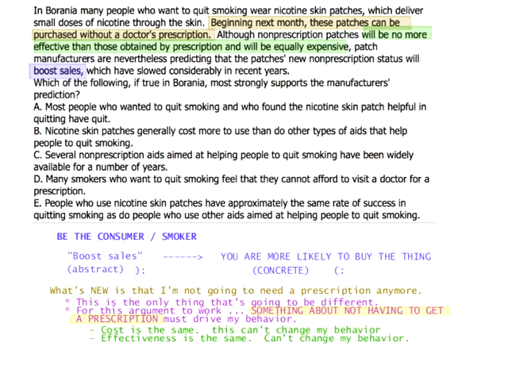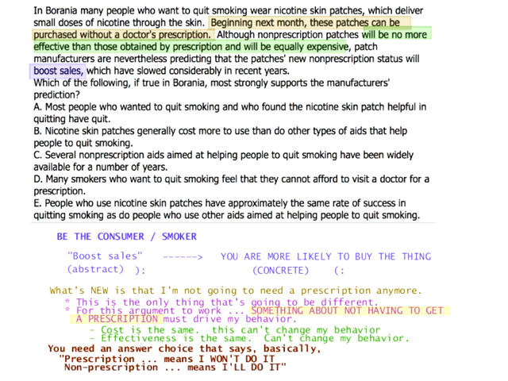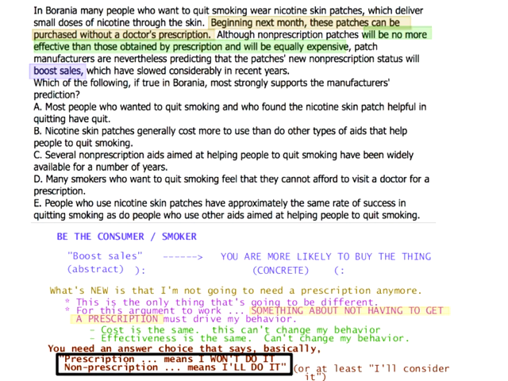You need an answer choice that says basically: prescription means I won't buy; non-prescription means I'll do it, or at least I'll be more likely to. I'll do it may be an exaggeration, but at least I'll consider it. It's pretty good. Prescription means I won't do it. Non-prescription means I will do it. Okay, let's check the choices for that.